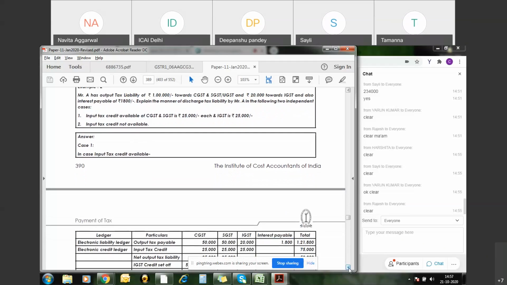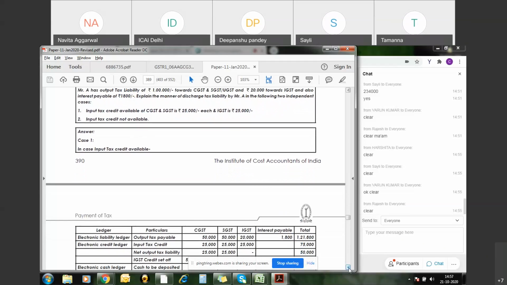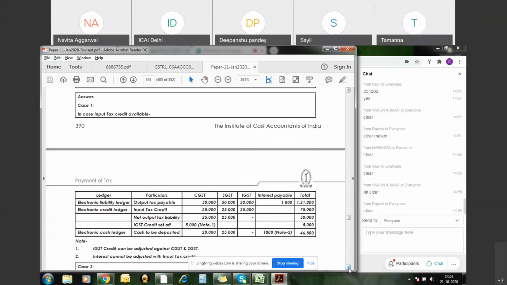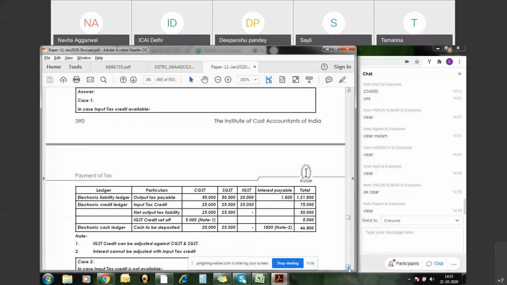So if we go to the answers, just see the table. Hope you have an idea of how we can set off and make the payments. In the given question, it was stated 1 lakh of output tax payable under CGST and SGST or UTGST. The question must have arisen in your mind of how much to allocate to CGST and how much to SGST or UTGST. See, it is always 50-50.